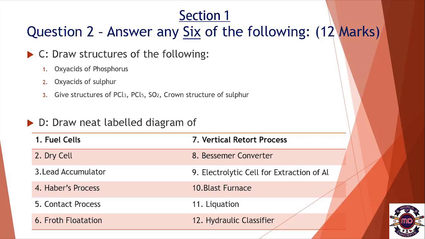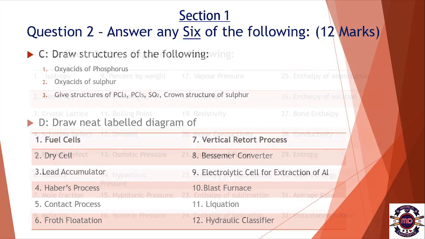So we have fuel cell, dry cell, lead accumulator, Haber's process, contact process, froth flotation, vertical retort process, Bessemer converter, electrolytic cell for extraction of aluminium, the blast furnace, liquefaction, and finally the hydraulic classifier.